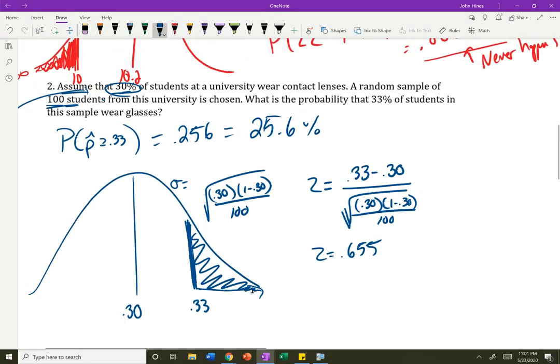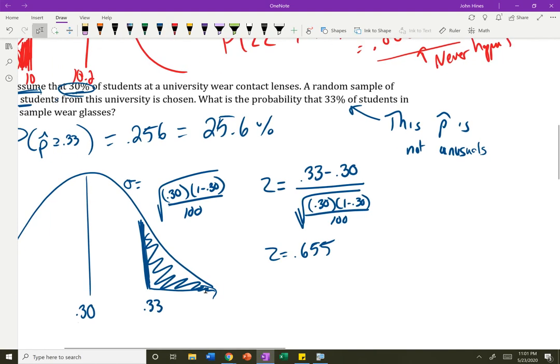This sample proportion, this p-hat, is not unusual assuming that population parameter of 30%. It's not an unusual sample statistic. It could happen by chance. It's nothing special. It's not an unusual value for a p-hat given these scenarios.